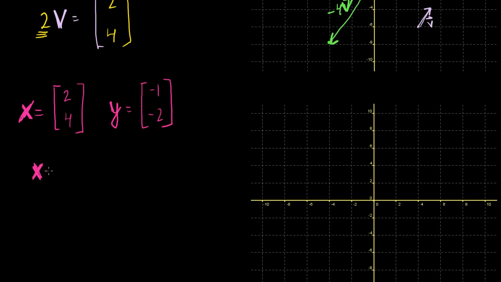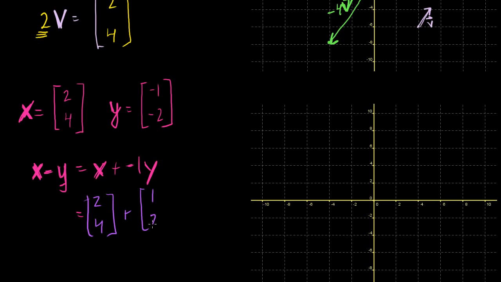X minus y. Well, we can say that this is the same thing as x plus -1 times our vector y. Now we can use our definitions. We know how to multiply by a scalar, so this is equal to our x vector, which is 2, 4, and then what's -1 times y? -1 times -1 is 1, and then -1 times -2 is 2.